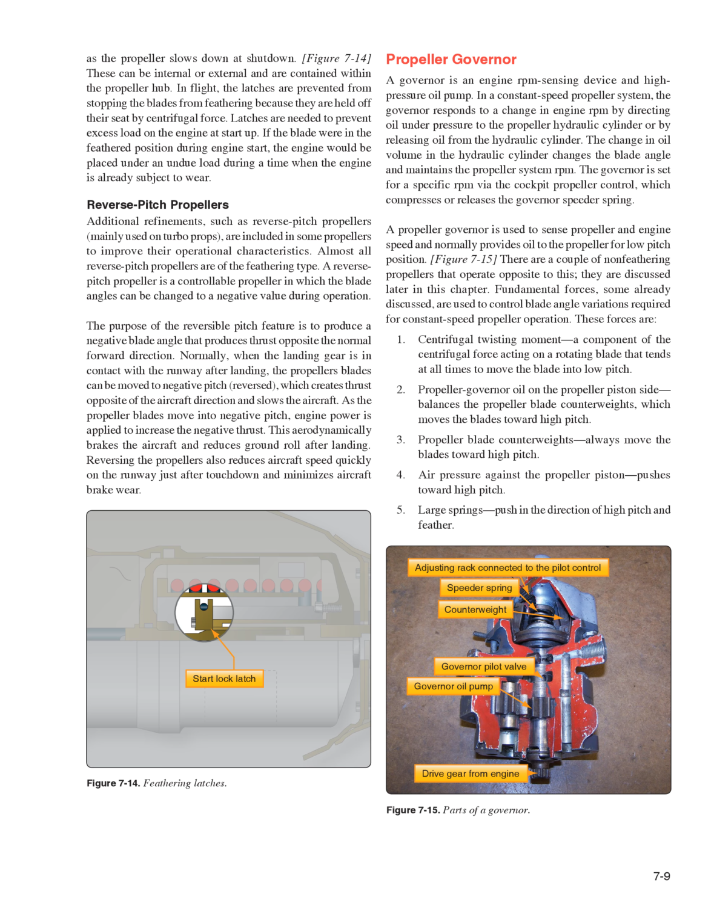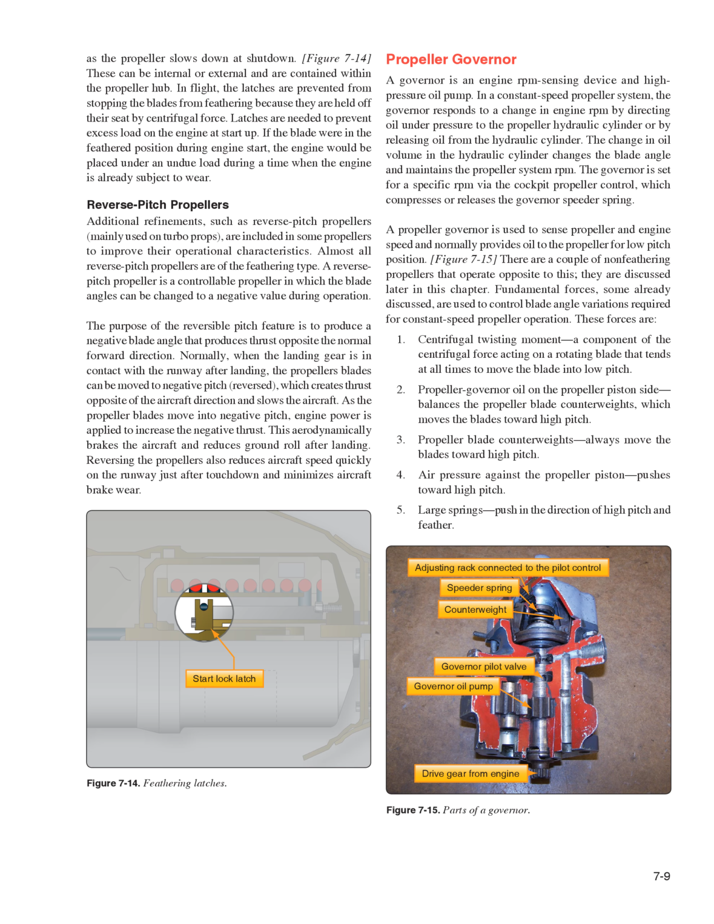The governor is set for a specific RPM via the cockpit propeller control, which compresses or releases the governor speeder spring. A propeller governor is used to sense propeller and engine speed and normally provides oil to the propeller for low pitch position. Figure 7.15. There are a couple of non-feathering propellers that operate opposite to this. They are discussed later in this chapter.